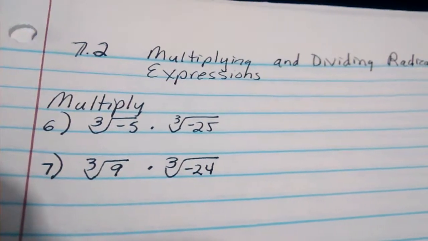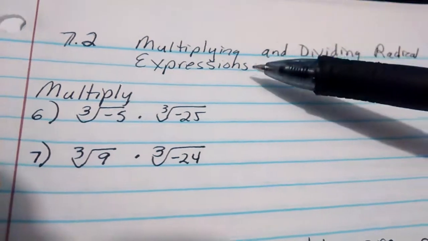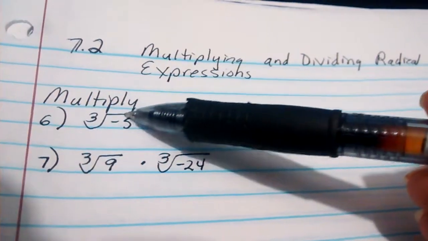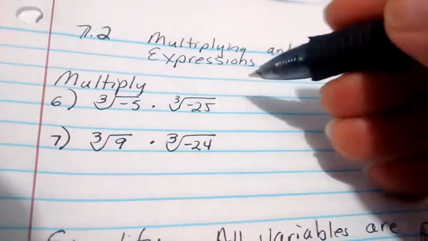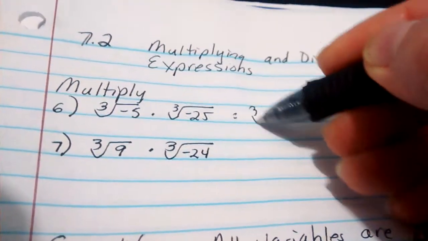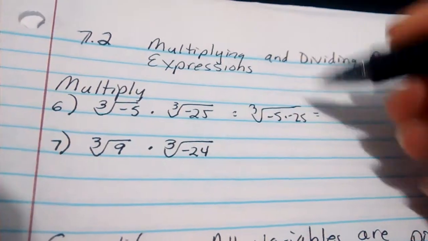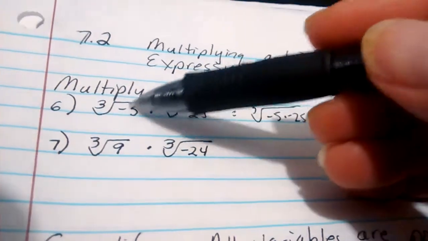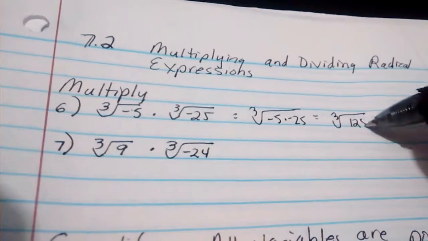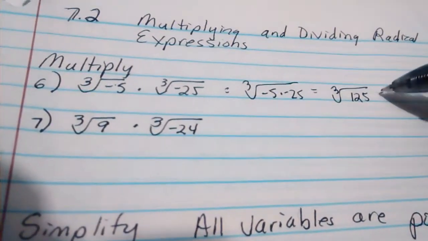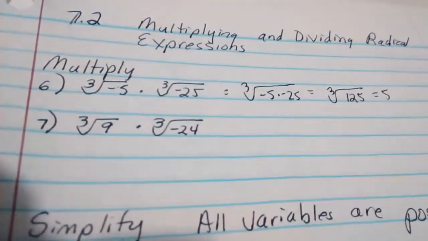We'll be working on textbook section 7.2, multiplying and dividing radical expressions. So if you have something like this, you can bring them together and multiply them. And if you want, you can rewrite them, because there's nothing that can be simplified separately. So this becomes the cube root of 125, and the cube root of 125 is 5, because 5 times 5 times 5 equals 125.